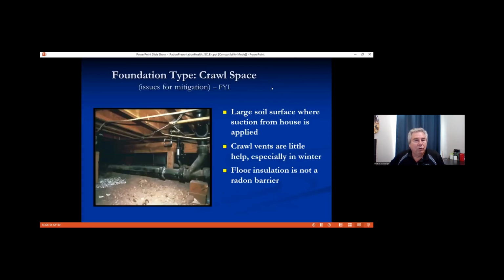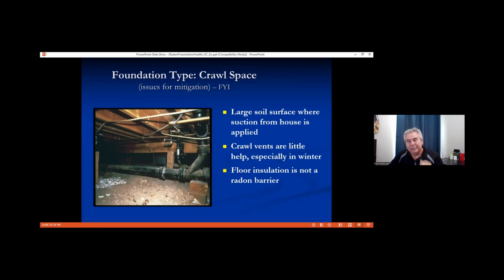If you have a home with a crawl space, in other words, no concrete floor in the basement, the concrete floor actually acts as a barrier in itself and prevents a good portion of the radon from getting into your basement. But when you have a crawl space where it's direct gravel, sand, whatever, then it's easy for the radon to just come out of the ground into the home at that point.